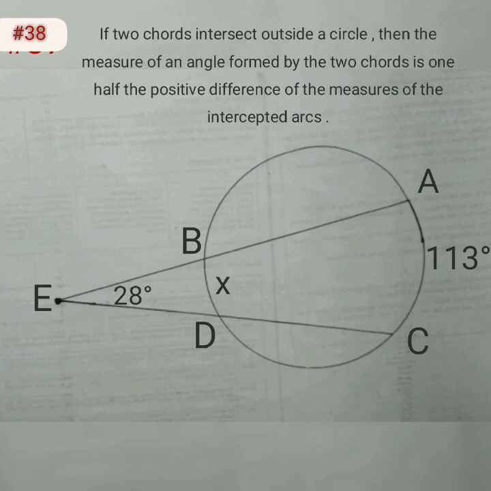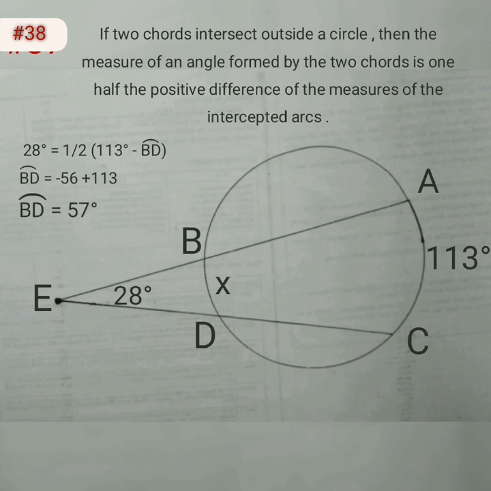If two chords intersect outside a circle, then the measure of an angle formed by the two chords is one half the positive difference of the measures of the intercepted arcs. This will be 28 degrees is equal to half of 113 degrees minus arc BD. Arc BD will be negative 56 plus 113, which is equal to 57 degrees.